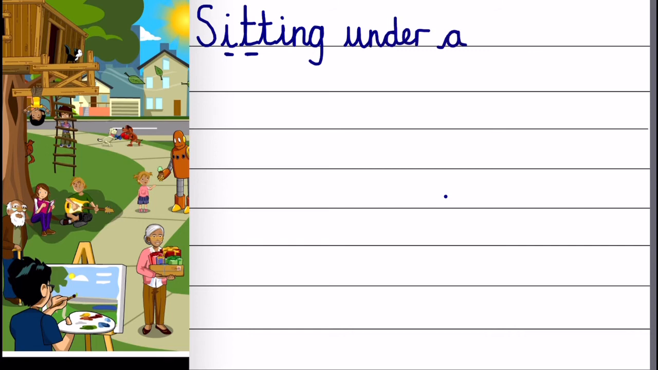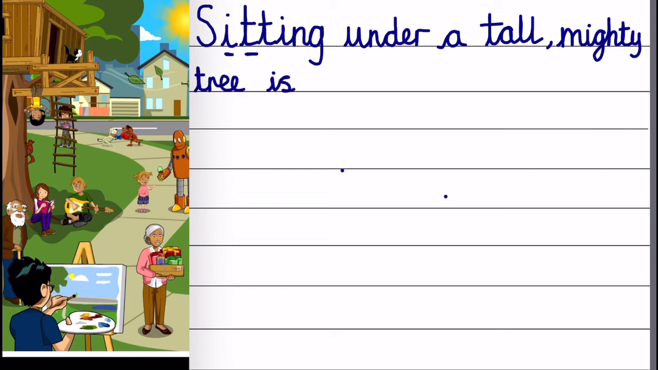So sitting under a tall, comma, mighty, because mighty is another word for strong, and I think trees are quite strong. Sitting under a tall, mighty tree is a girl. Now, I've left a space there because I'd like to use an adjective.